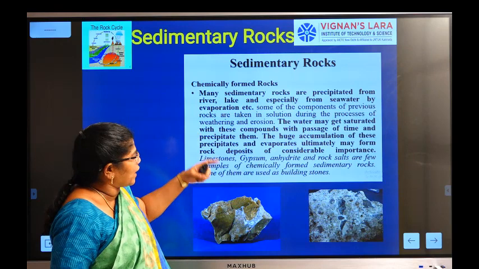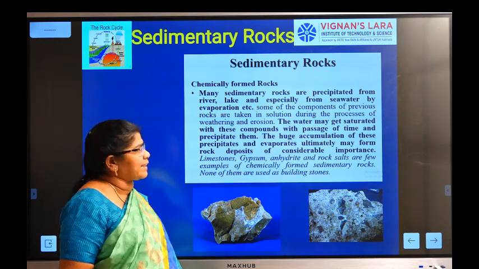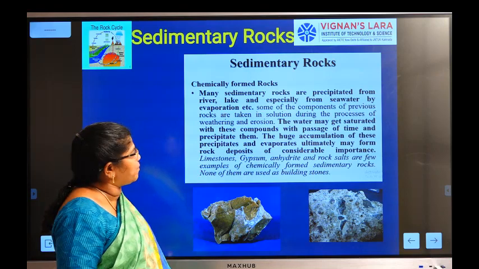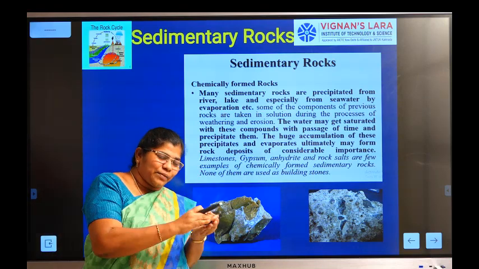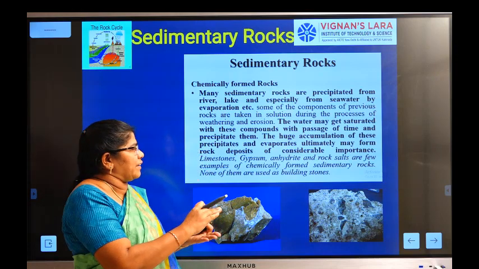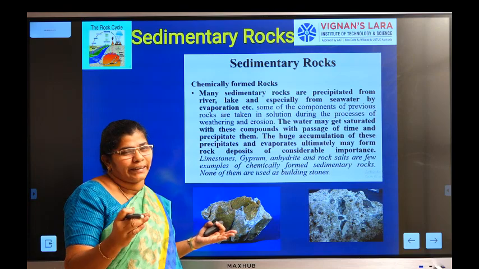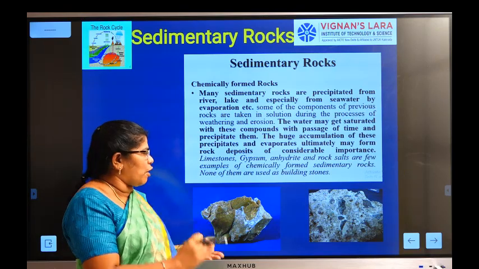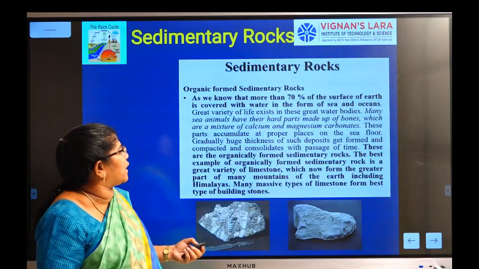The next one is the chemically formed rocks. Gypsum, limestone, all these things come under these rocks, right? Because of the seawater, the salts, everything is formed layer after layer. So it is mainly due to the erosion of one layer after another layer that this rock is formed. So we call this the chemically formed sedimentary rocks.